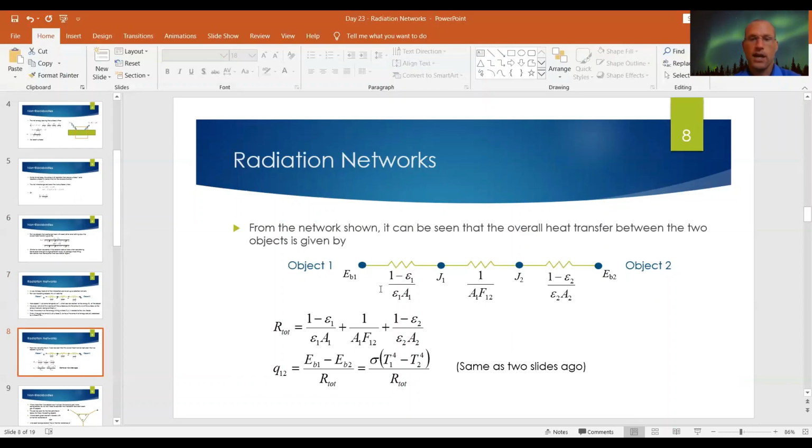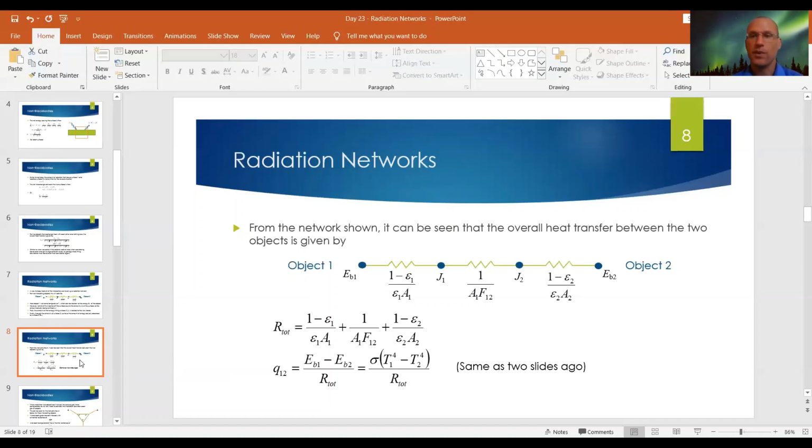So you can see from this, I have a nice series circuit. Series circuit, just add the three resistances together. So my total resistance is 1 minus epsilon 1 over epsilon 1 A1, plus 1 over A1 F12, plus 1 minus epsilon 2 over epsilon 2 A2. That's my total resistance. So Q12, which is EB1 minus EB2, or sigma T1 to the fourth minus T2 to the fourth, over this R total, which is just the same equation we had before. I just had this all written out instead of just calling it R total, had this big ugly mess on the bottom, but end up with the same equation. So that is for two objects interacting with each other, nothing else.